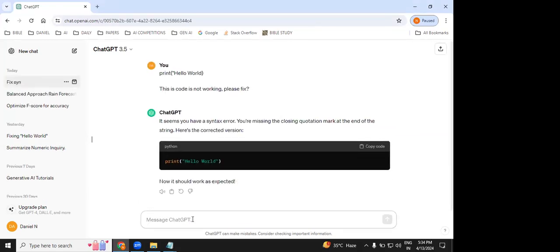That is seriously amazing. What is it telling? It seems you have a syntax error, correct? You are missing the closing quotation. That is seriously very good. But if you copy paste the code over to Google, Google can give 1,000 answers. But ChatGPT is giving almost 99% accurate answers.